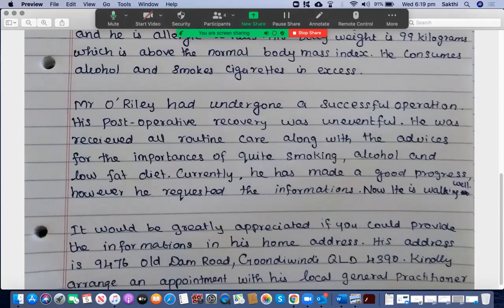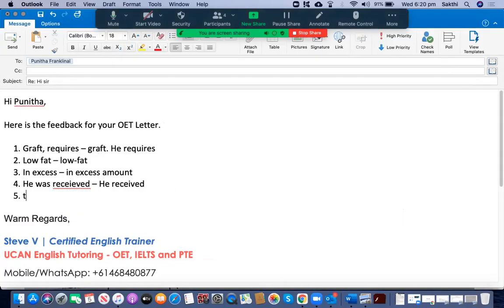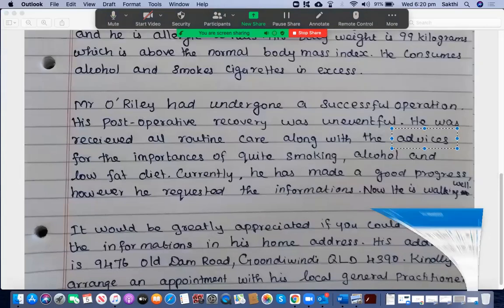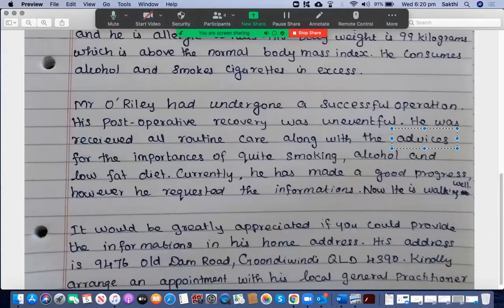All routine care along with the advices. Advice is a singular noun. I mean, it's not a countable noun. You don't need to use advice and advices. Advice is one word only. It doesn't have any plural. So the advices is wrong. You should say the advice. Don't write advices. It's wrong.